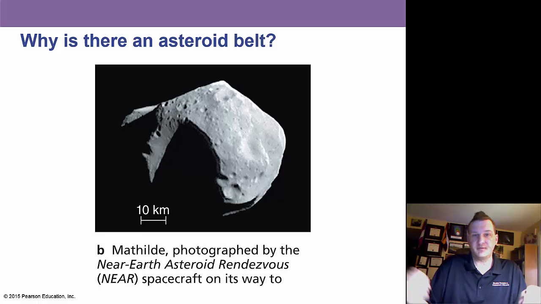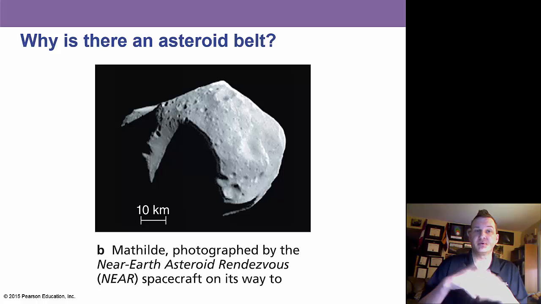But because of the gravitational tug between Jupiter on one side and the Sun and the other planets on the other side, the planet didn't ever form together. Here is an asteroid, Mathilde, photographed by the Near-Earth Asteroid Rendezvous Mission, or NEAR.